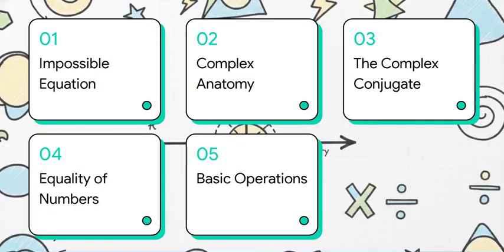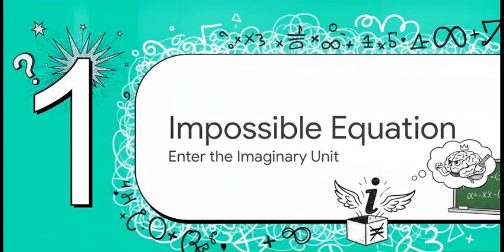So here is our roadmap for today's explainer to see how we get out of this mess. First, the impossible equation. Second, the anatomy of complex numbers. Third, the complex conjugate. Fourth, equality of complex numbers. And finally, basic complex operations. Let's jump right in. Starting off with Section 1, the impossible equation and the entry of the imaginary unit.